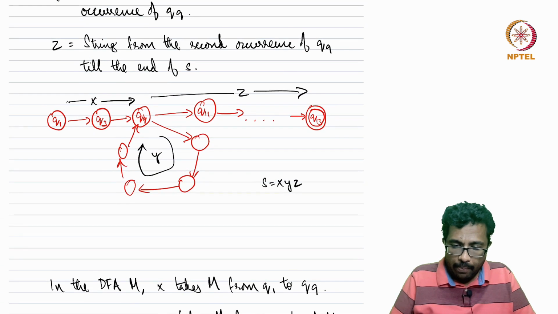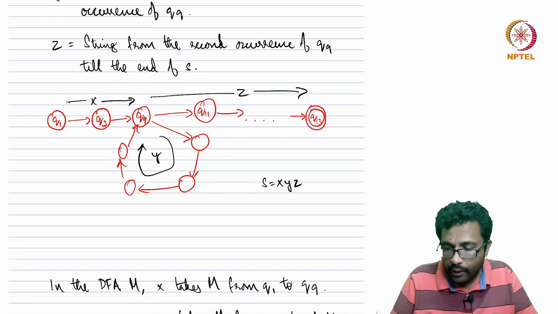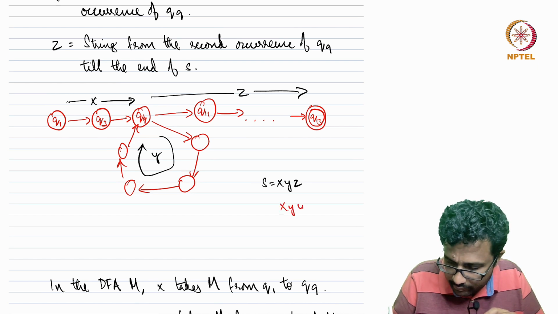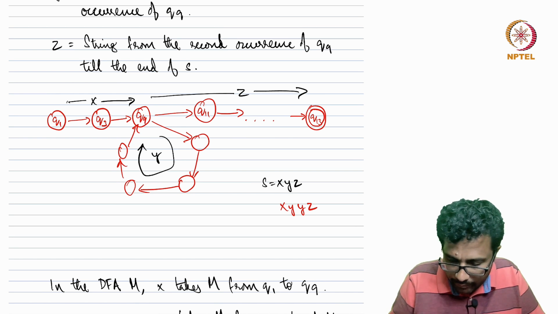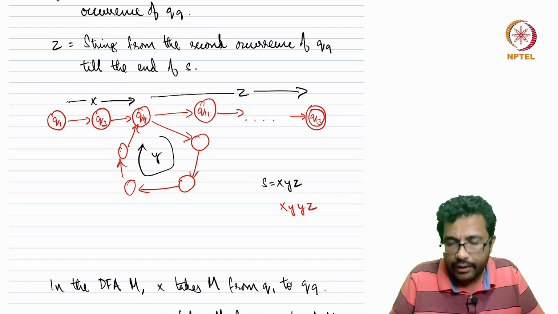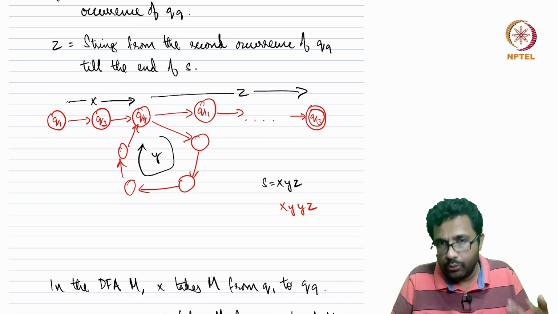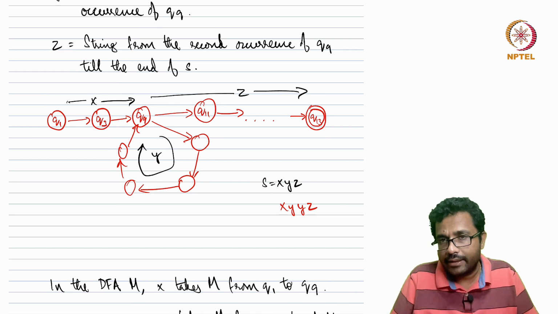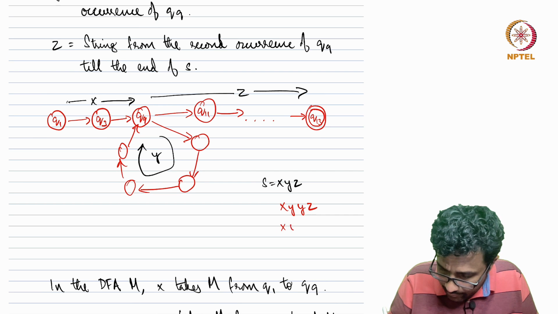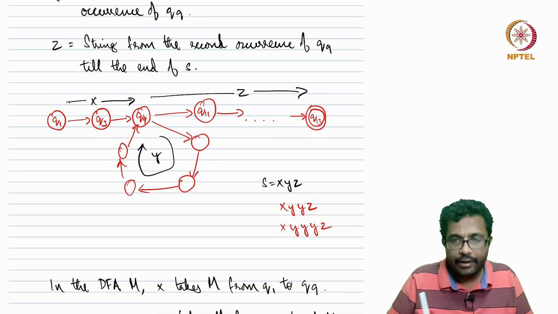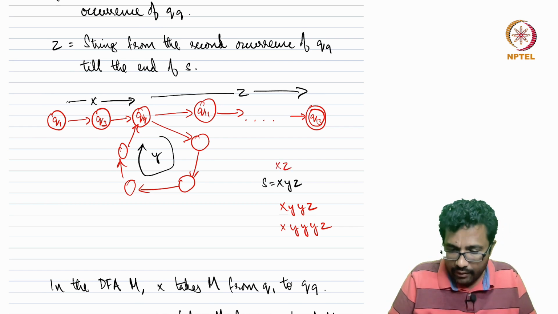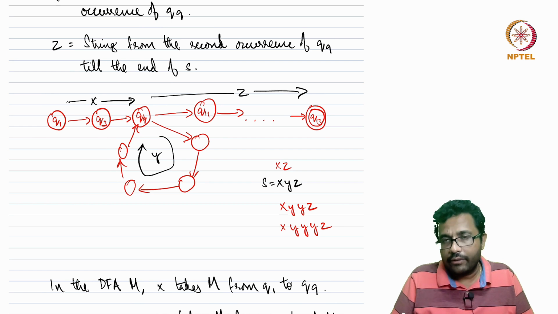Now let's see what would have happened if instead of XYZ, I had XYYZ? So X would have taken it from Q1 to Q9, Y would have taken it from Q9 to itself. Again, Y would have taken one more round through the same path. So two Y's, and then Z would take it to the accepting state. Again, if I had XYYYZ, same story. Instead of 2 rounds of Y, we would have 3 rounds of Y. Even XZ, X would take it from Q1 to Q9 and Z would take it from Q9 to Q13.